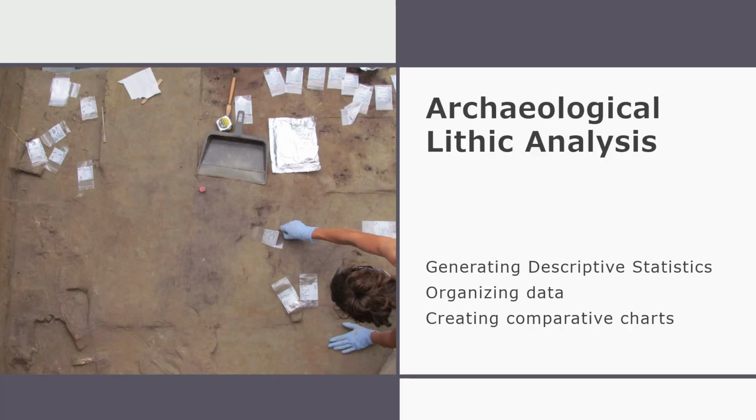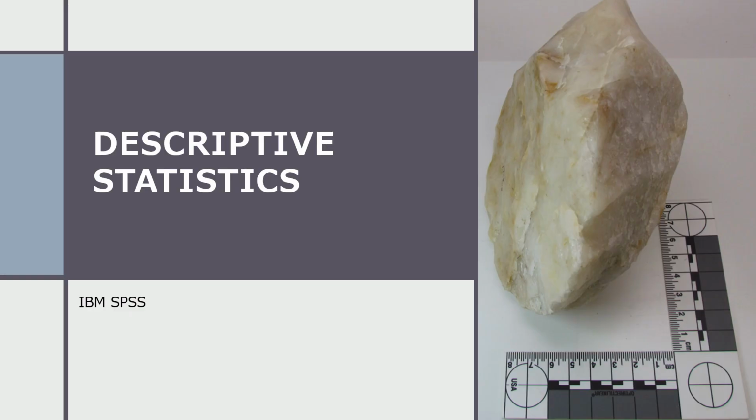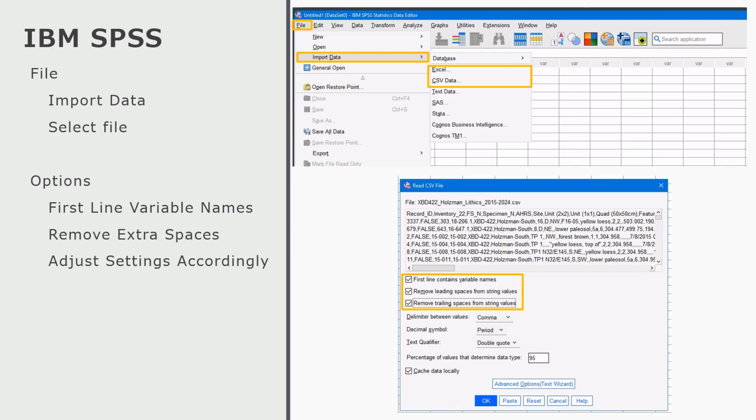While you can use these methods on any kind of data set, we will be using archaeological lithic data collected in an archaeology lab to generate descriptive statistics, also discuss organizing data, and then creating comparative charts. In order to create tables of descriptive statistics or to run basic statistic analyses, we're going to use IBM SPSS. In SPSS, we first have to open file and import data.